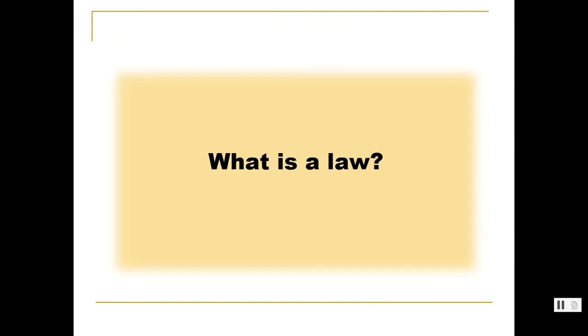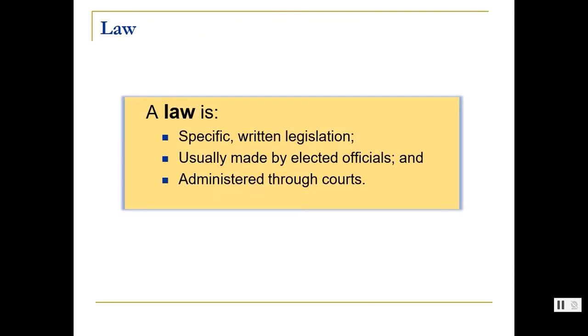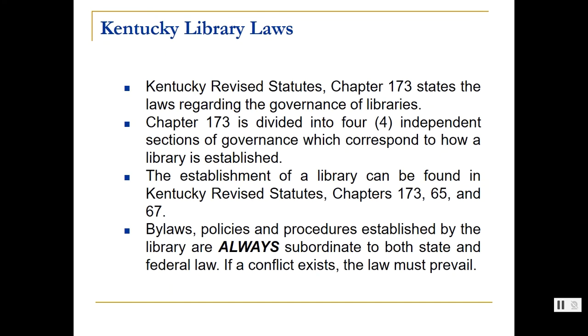What is a law? A law is a specific written legislation that is usually made by elected officials and administered through the courts. The main difference between law and policy is who has the authority to create it and how it can be enforced. Kentucky Revised Statutes, Chapter 173, is where laws regarding the governance of libraries can be found. Chapter 173 is divided into 4 sections of governance, which correspond to how a library is established.